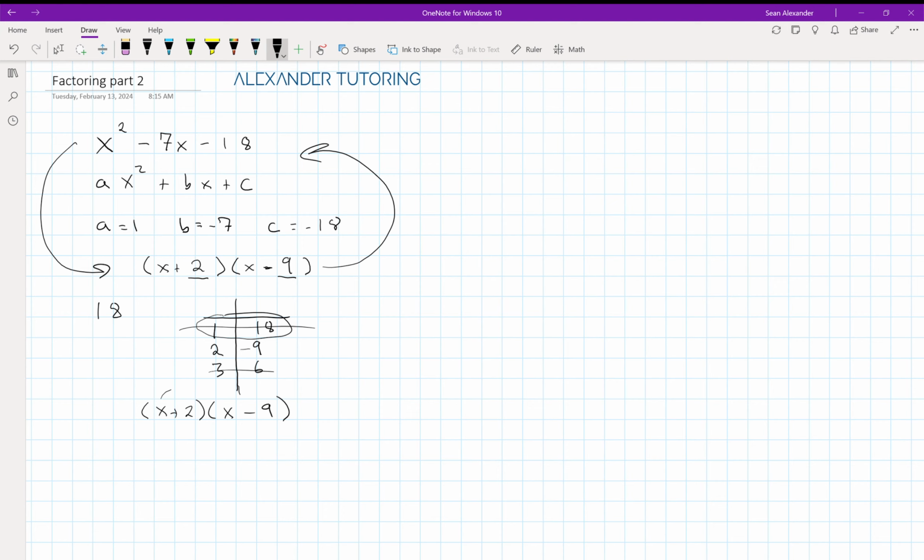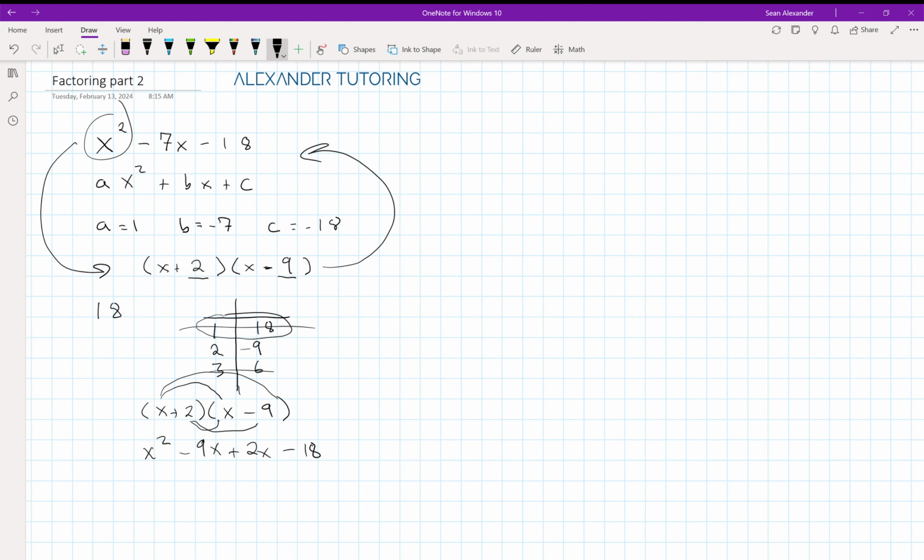So how does FOIL work? Well, we do x times x to get x squared. That's the first term here. That's why we have an x in the first slot, to reproduce that x squared. And then we do x times negative 9, which is negative 9x. Then we do 2 times x, that's plus 2x. And then finally we do 2 times negative 9. See how those multiply to get the c term, negative 18.